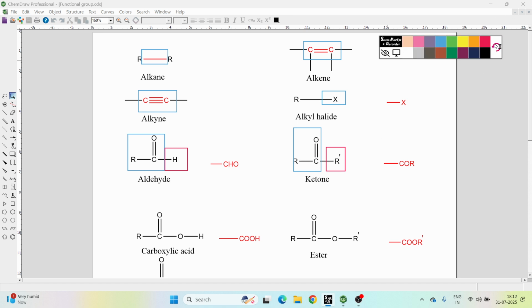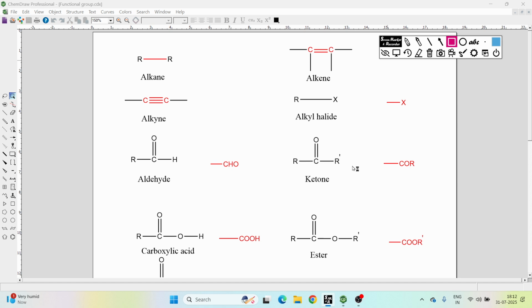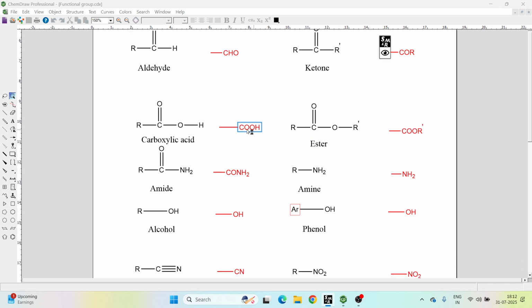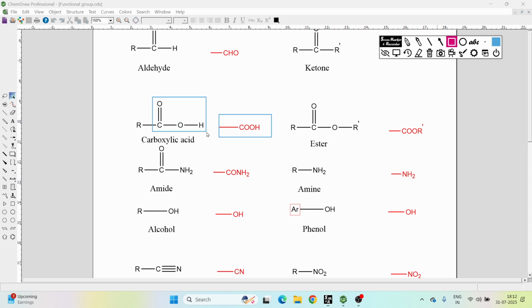We come to the next functional group. What is the next functional group? The next functional group is this particular group. This group is actually called the carboxyl group, and a compound containing a carboxyl group is a carboxylic acid. So for a carboxylic acid, the functional group has to be COOH. It is here.